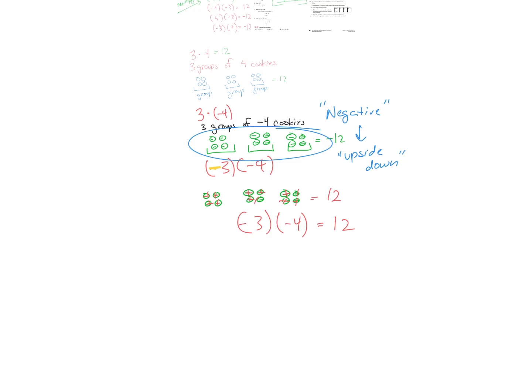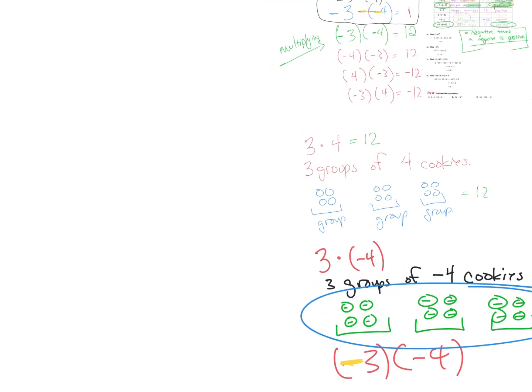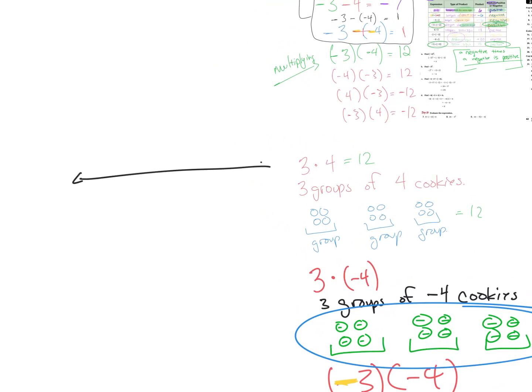And if you're like, no, that does not make sense, let's put it on a number line. I know you were waiting for a number line, weren't you? 3 times 4.